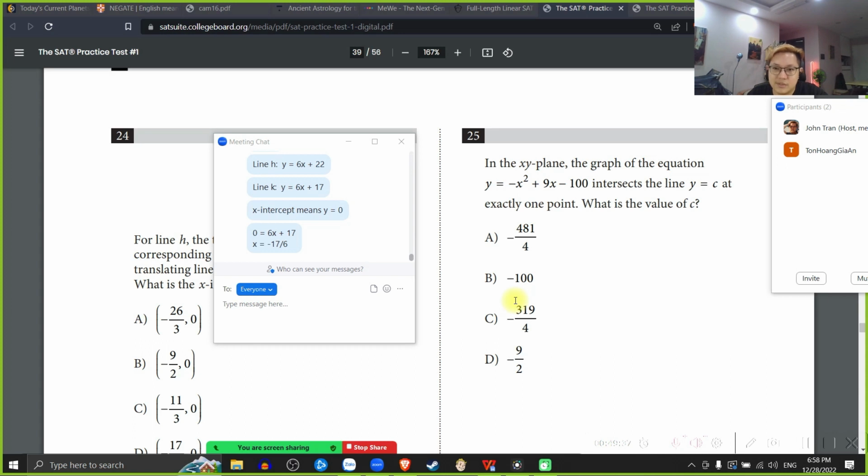So if the graph equation here is a quadratic equation, it should be like this, like a parabola, or it's a hyperbola. But it intersects a line y equal to c. Line y equal to c is basically a horizontal line, okay? So it means that these two must intersect each other at the minimum point or the maximum point of the quadratic equation here. So how can we solve it?